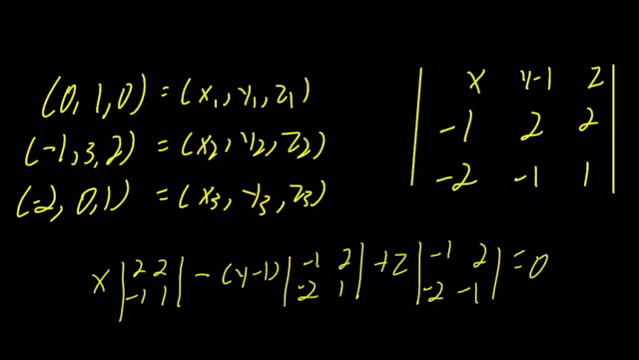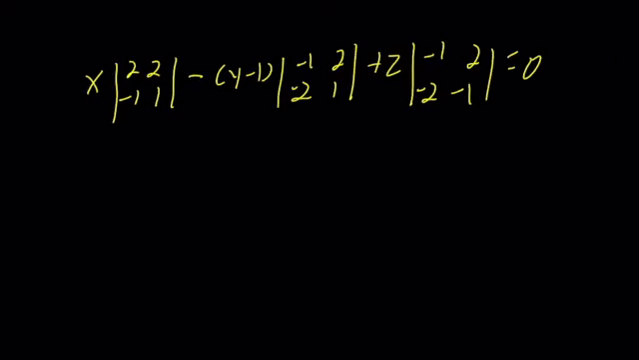So let me just clear up some space for you guys. Okay, so let's do some math. So in the first matrix, 2 minus negative 2, that's 4. So that's 4x. We'll leave this term, and we'll do the second matrix. Negative 1 minus negative 4, that ends up being 3.